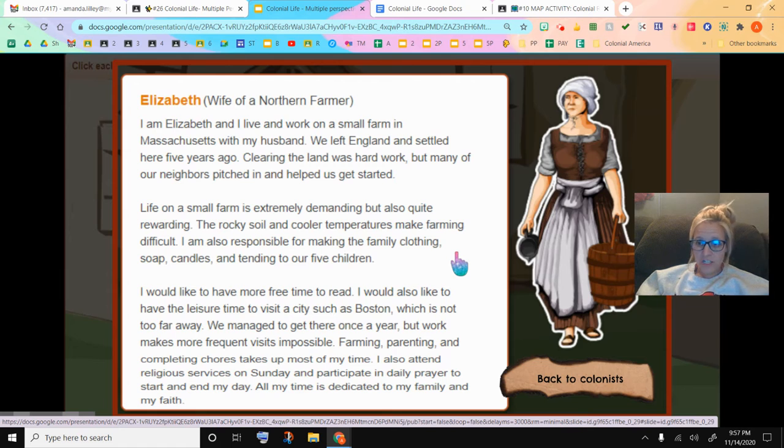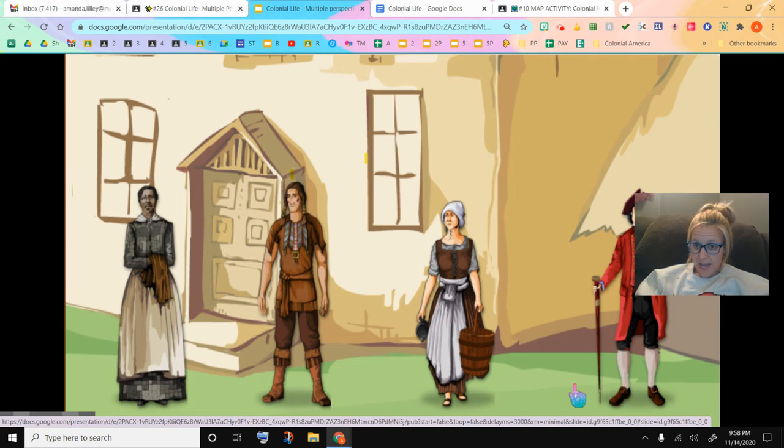Then we got Elizabeth, who is the wife of a northern farmer, but she talks about how it's hard work. She works alongside her husband on this farm. Talks about how difficult it can be. Also that she's got a lot of responsibilities around the house. But mentions it is really hard work on this farm. She would love to have more free time to do things like read and go visit big cities, which we'll see later that the plantation owner is frequently able to do. And just talking about some of her daily activities.